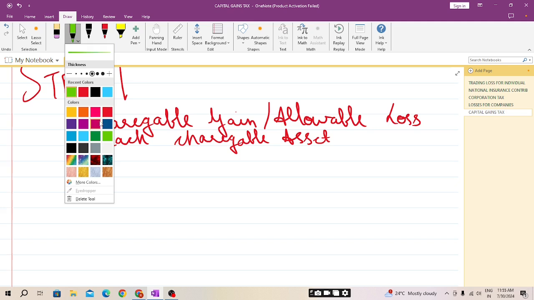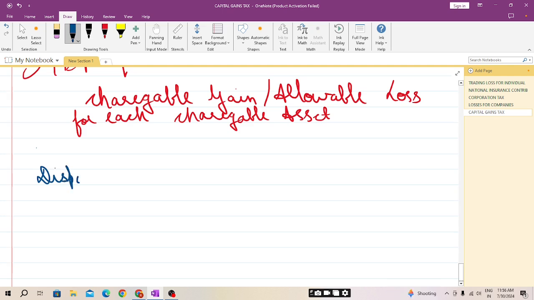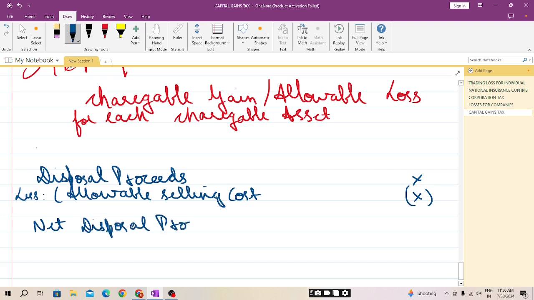So now the format will be, students: disposal proceeds, less incidental, or in simple words we will write, allowable selling cost. So disposal proceeds less this, we will arrive at our net disposal proceeds.